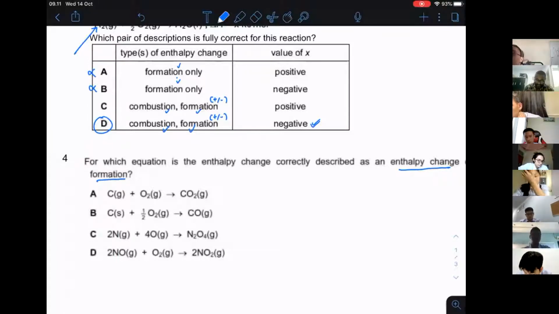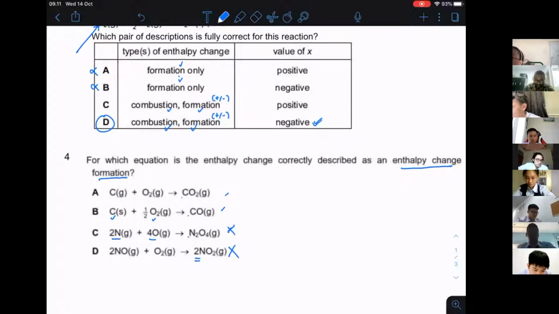So here, automatically D will not be the answer. Of course it is possible because it's 1 mole of the compound, but it must be formed from the elements. This is not the element that is suitable. Nitrogen must be N2, oxygen must be O2, so this one will not be accepted. If it is oxygen, yes, possible. Carbon is always solid, okay, possible.